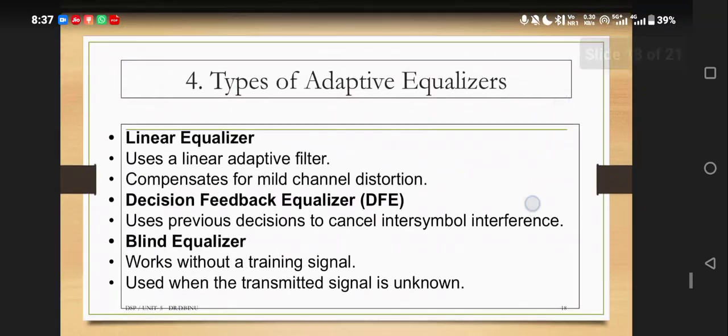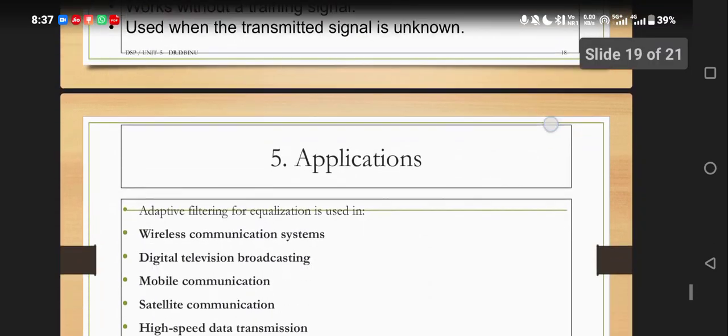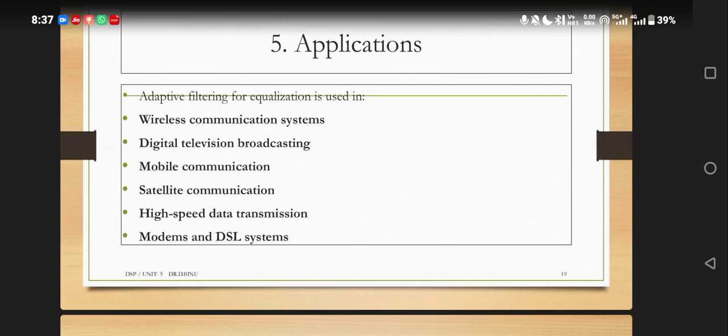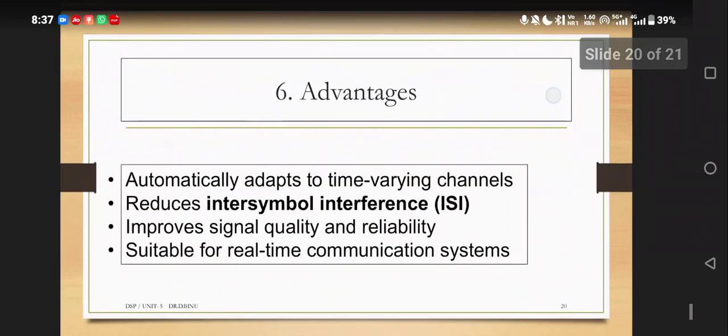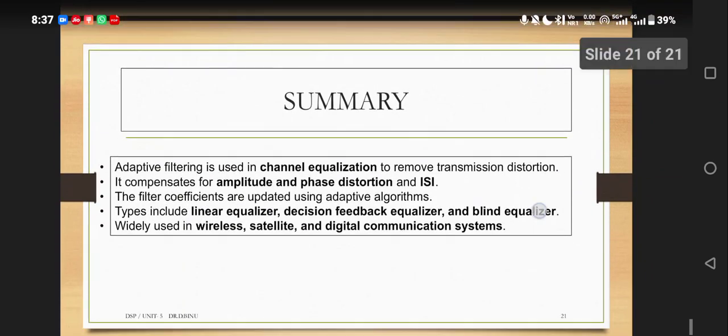Types of adaptive equalizers are the linear equalizer, decision feedback equalizer, and blind equalizer. Applications are wireless communication systems, digital television broadcasting, mobile communication, satellite communication, high-speed data transmission, and modems and DSL systems. Advantages: automatically adapts to time varying channels, reduces ISI, improves signal quality and reliability, and is suitable for real-time communication systems.